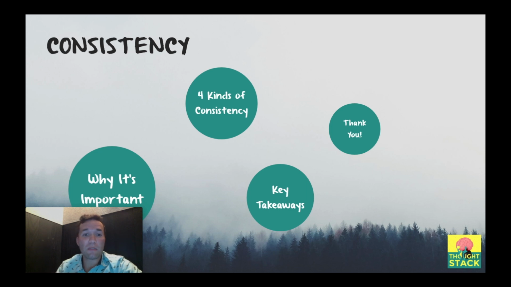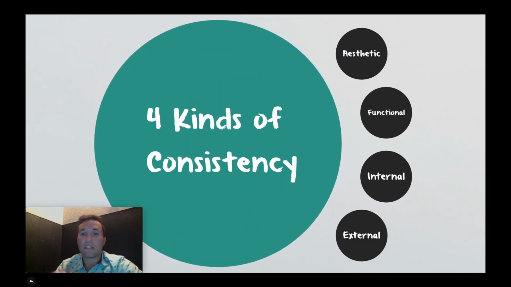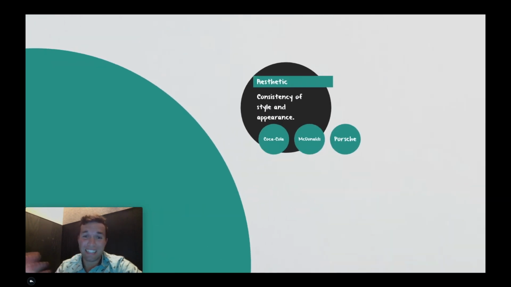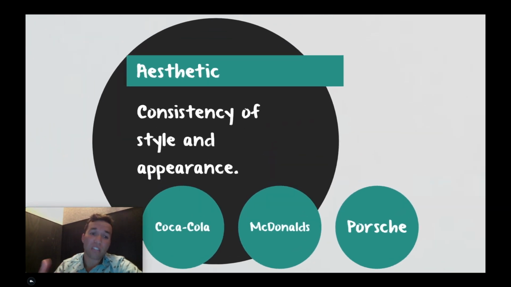Now let's get into some of the design aspects of consistency. There are 4 kinds of consistency, and the first one is aesthetics. That is consistency of style and appearance. Let's get into 3 examples. I think this will make it the clearest understanding of what aesthetic means.